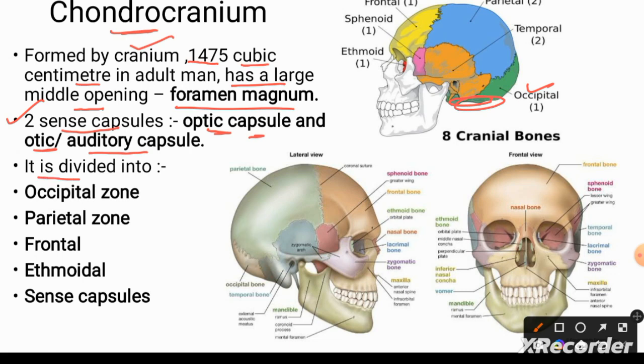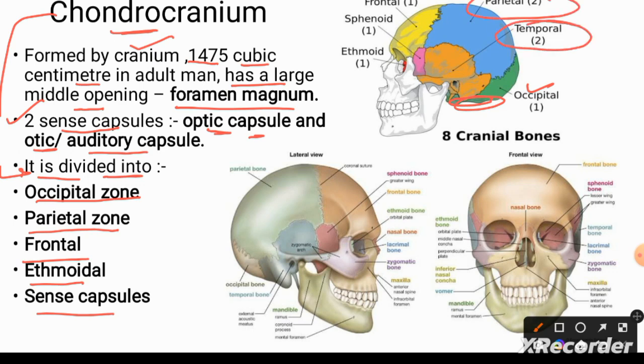Chondrocranium is divided into the occipital zone, parietal zone, frontal, ethmoidal and sense capsule. We can see here it is divided into two parietal zones, two temporal zones, one occipital zone, one ethmoid zone, one sphenoid bone and one frontal zone. So all these zones together form this chondrocranium.